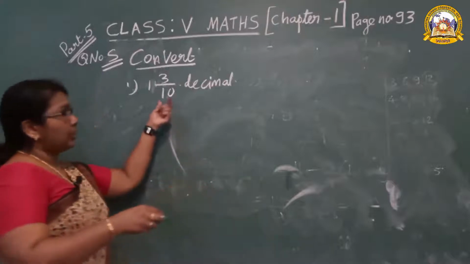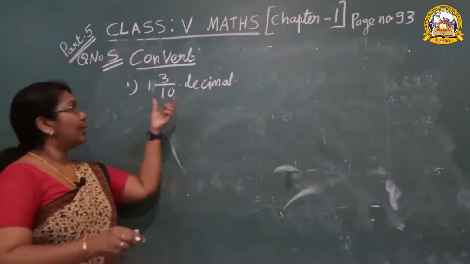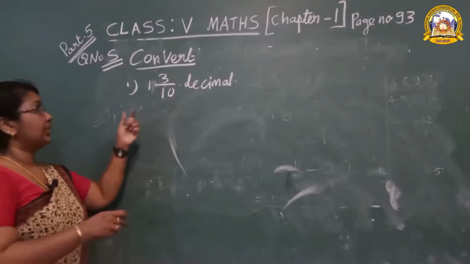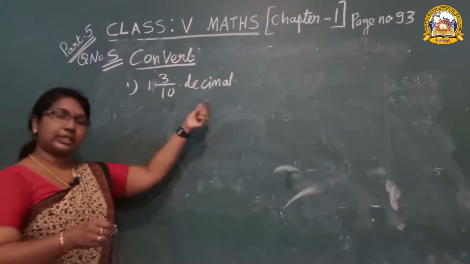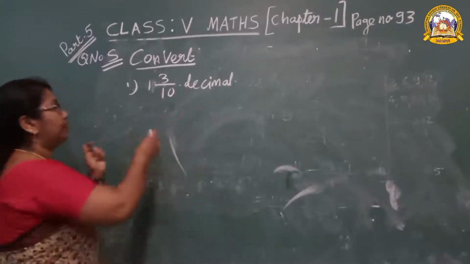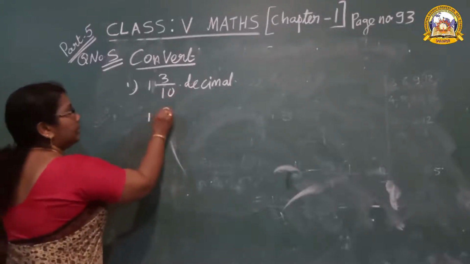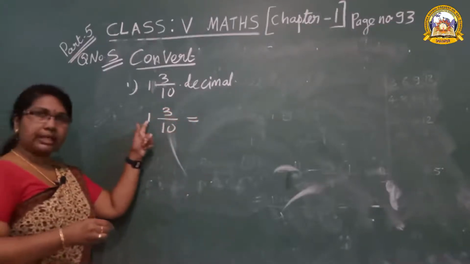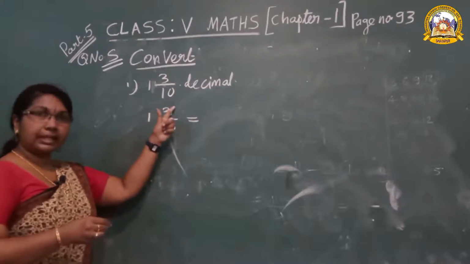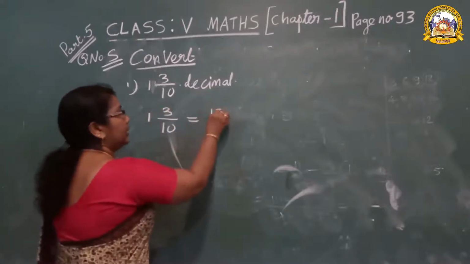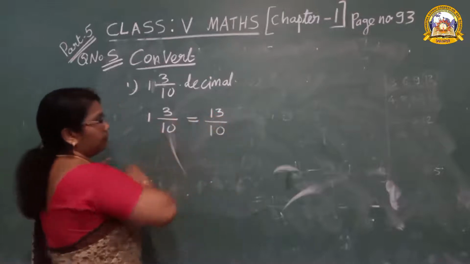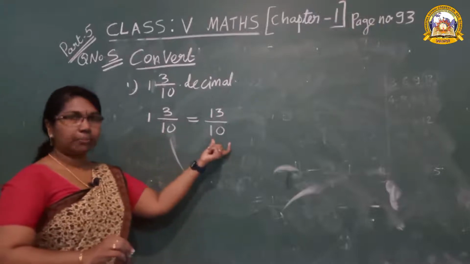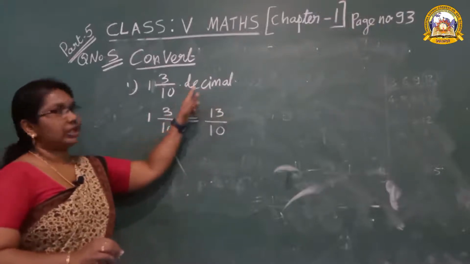Look here. Now I will explain what kind of fraction it is, students. Say it is a mixed fraction. So a mixed fraction we first have to convert into improper. How to convert? Look here. 1 3 by 10 is equal to 10 ones are 10, 10 plus 3 is 13. You should write here 13 by 10. First it was mixed, now we got improper. Now we have to convert into decimal.